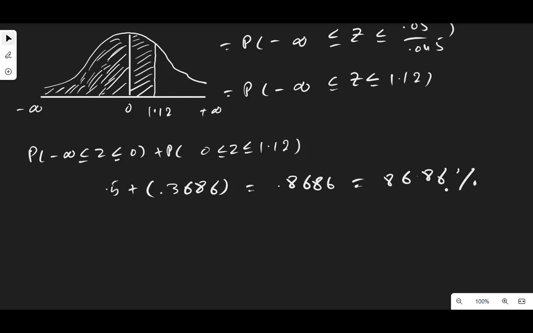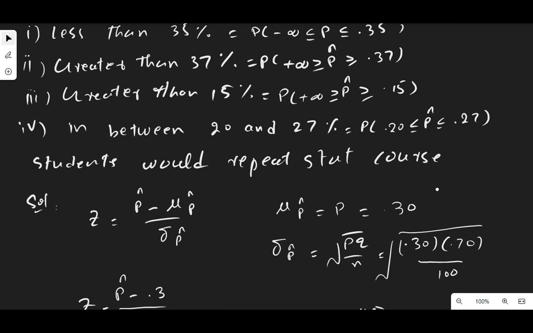This is 86.86% probability. So it means that out of these 100 students, the probability that less than 35% will repeat the statistics subject is how much? 86%. Okay, turn to the second part.